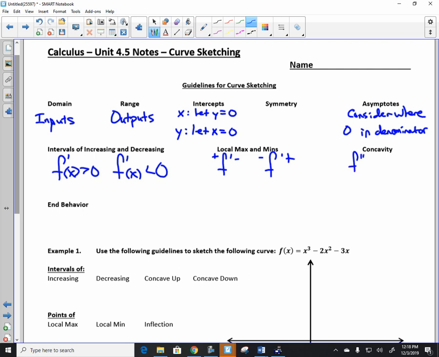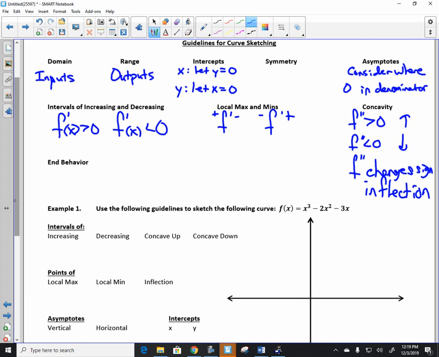Now, if we have f double prime greater than 0, then it's concave up. If f double prime is less than 0, it's concave down. And where f double prime changes sign, you have what we call a point of inflection. And finally, the end behavior of a function, we consider the limit as x goes to positive or negative infinity of the function. So we now have all the tools that we need to be able to get great sketches of graphs. And so we're going to do 2 in class today. We will do 1 in class tomorrow.